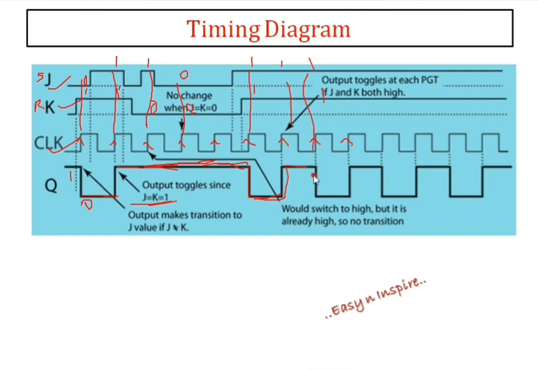Again toggled here because both are 1s. 1, 1. Again toggled. So you can observe toggling condition here clearly because JK both are 1 and clock is applied. So my condition is positive edges. At every positive edge, it is toggled. 1 is going to 0, 0 is going to 1. So this is timing diagram of JK flip-flop.